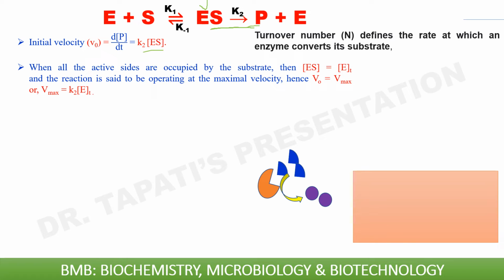When all the active sites are occupied by the substrate, then ES is equal to ET, total enzyme concentration, and the reaction is said to be operating at the maximal velocity. Therefore, V0 is equal to Vmax. In that case, Vmax is equal to K2 into ET, where V0 is replaced by Vmax, and instead of ES, we are writing here ET. ET means total enzyme concentration.